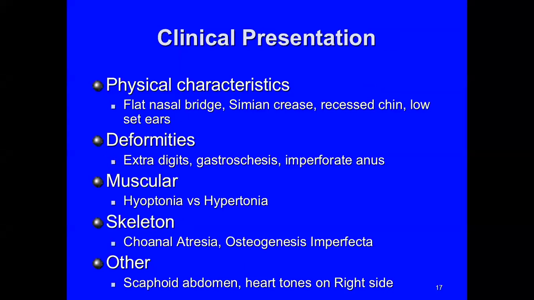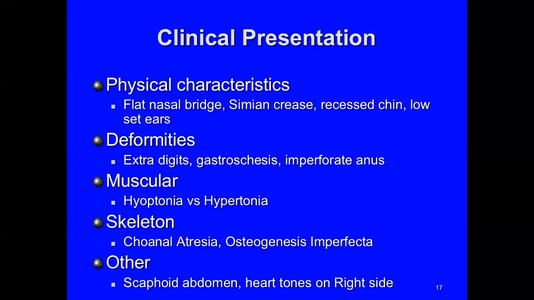Now these are the other clinical presentations. First of all, the physical presentation. There are physical characteristic features in this case. First of all, we can see a flat nasal bridge, and they also have simian creases, which are present in Down syndrome.